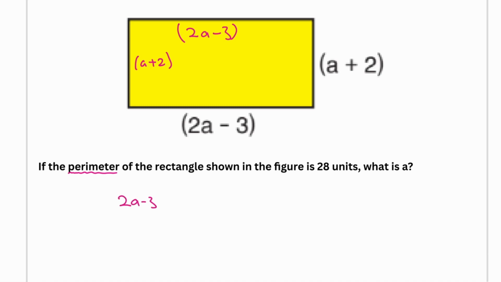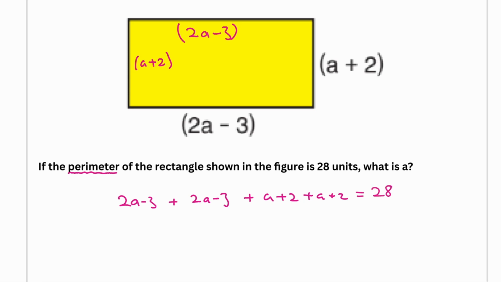2a minus 3 plus, you could do plus. Yeah, let's do that. It really doesn't matter. You could also multiply by 2, or you could just do it this way. Minus 3 plus a plus 2 plus a plus 2. Because we're just adding and subtracting, you don't really need the parentheses. All of this equals 28.